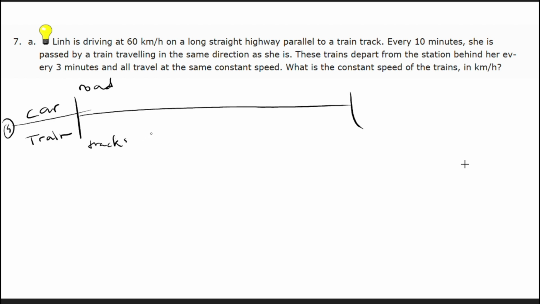So from here, let's start off with our car and the train. It says in 10 minutes she's passed by the train. Because we're starting off with the train actually passing the car, we're going to make the car travel for 10 minutes. By this point, our first train would have already made it past over here, right? Because the train had passed the car from the start. That means the train must be faster than the car, obviously. So after 10 minutes, the distance would have increased significantly. So we'll call this the 10-minute mark.